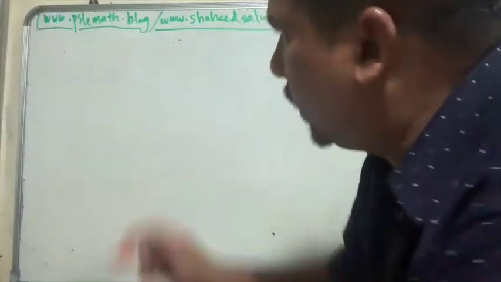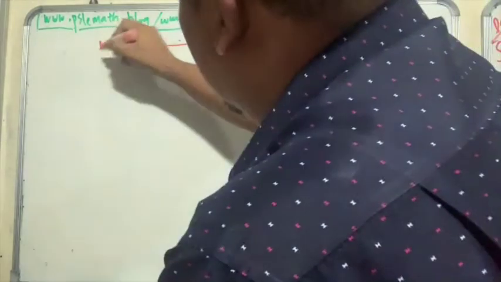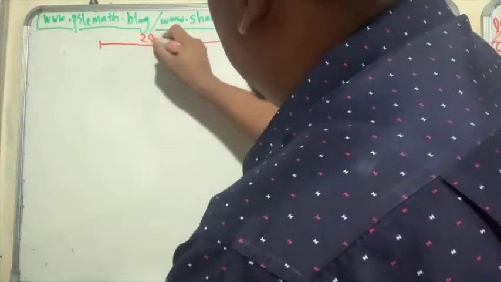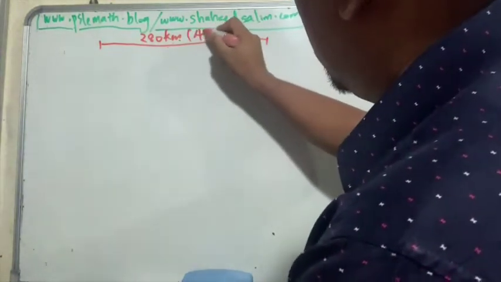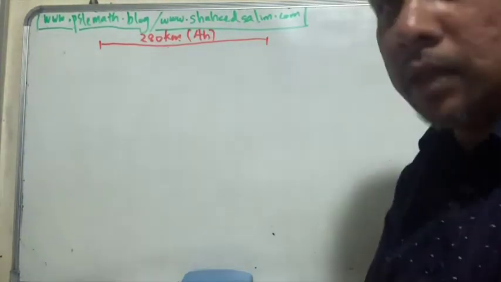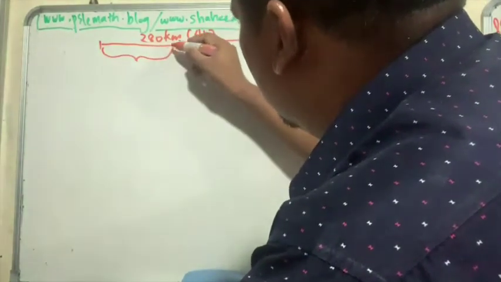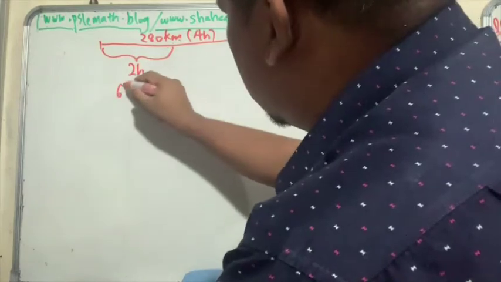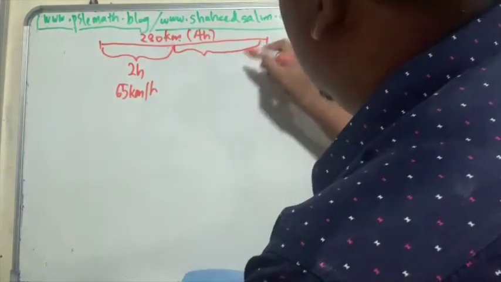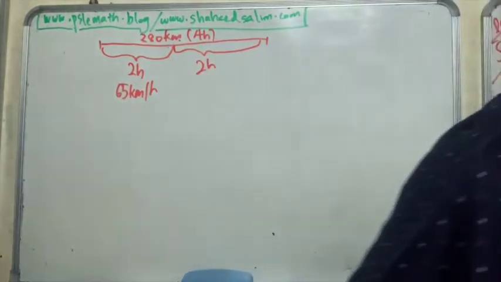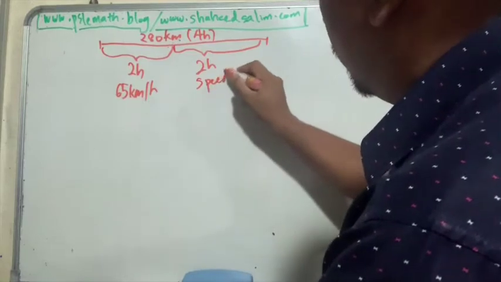Okay, let me redraw the distance timeline. The whole thing is 280 kilometers that Sam traveled, and he covered this distance in 4 hours. And here we divide this part into 2 hours, and he was traveling at 65 kilometers per hour. And over here, this is 2 hours, but we do not know his speed here.